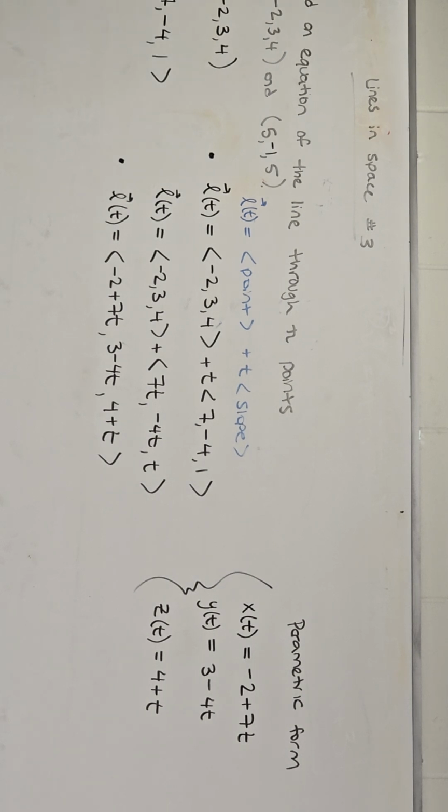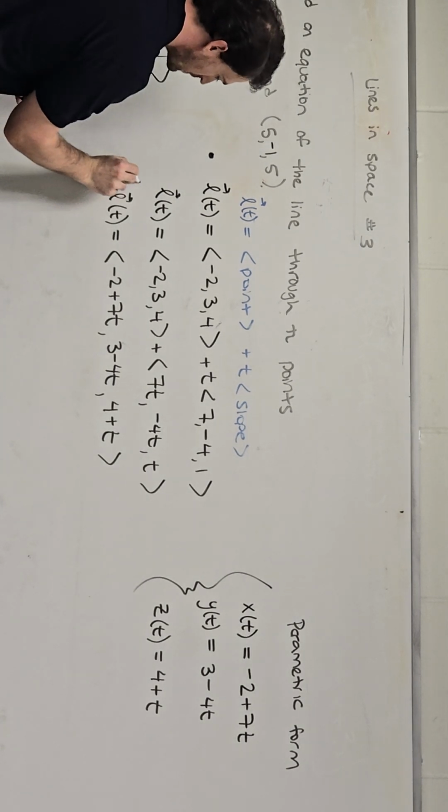And I briefly mentioned last time that you guys are going to do so many of these practice problems that you'll be able to just recognize, once you have a point and direction vector, you can instantly just generate the equations. You'll be able to just write, okay, well, x of t is negative 2 plus 7t. y of t is 3 minus 4t. And z of t is 4 plus t. So you don't have to necessarily show all those steps.